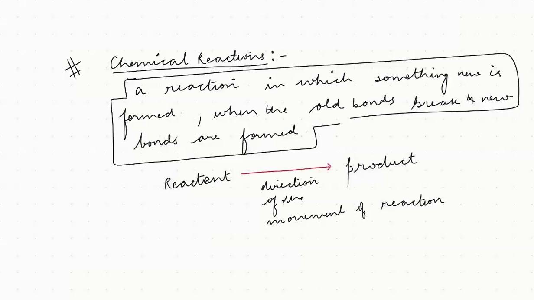Now, if I put it like this, that means it would be reversible. It's a bidirectional arrow. That means it would be a reversible reaction, provided the conditions remain the same, right? Under the same conditions, right? So this is the reactant to product.